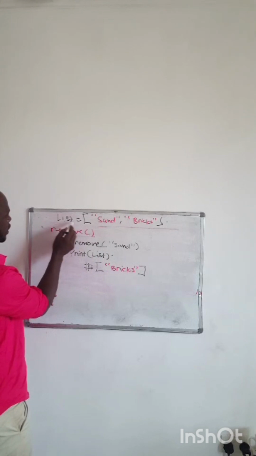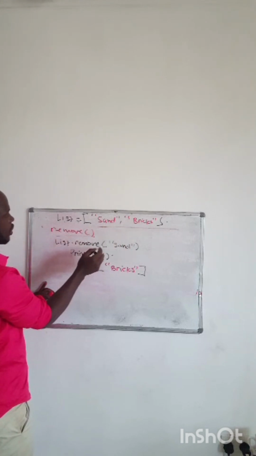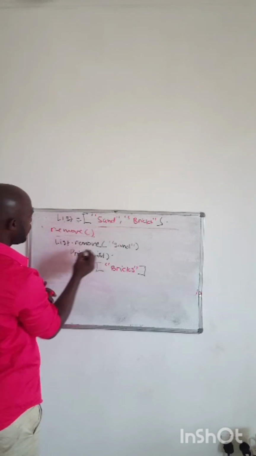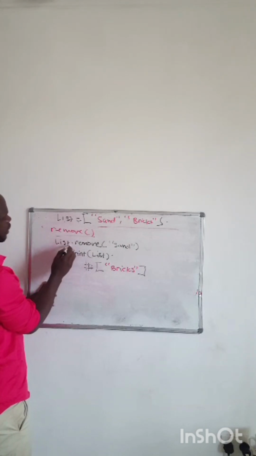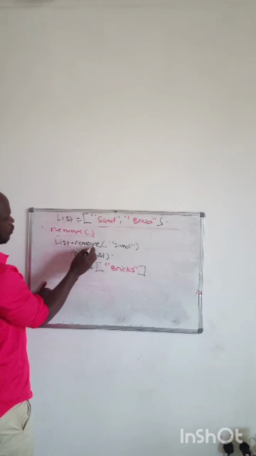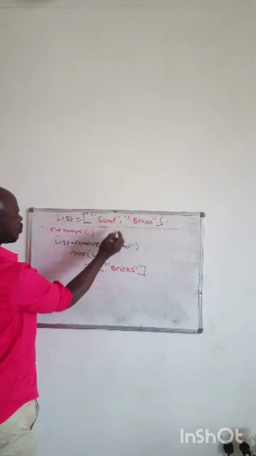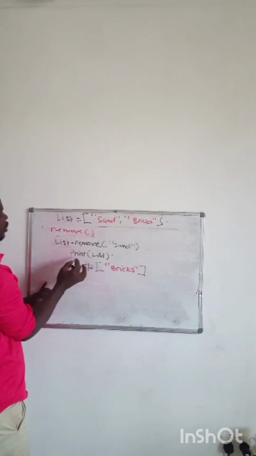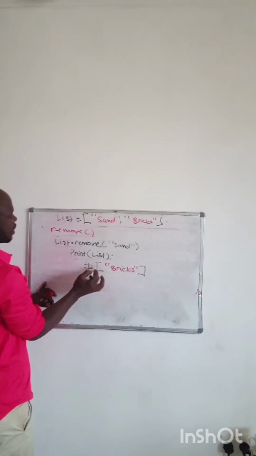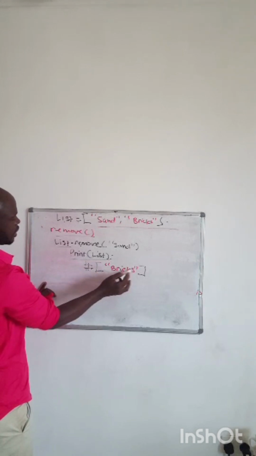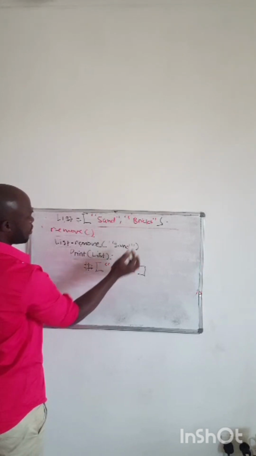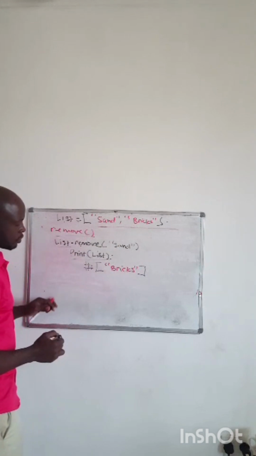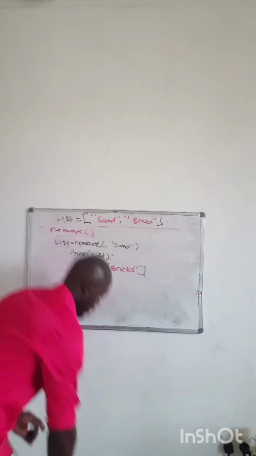This is our list is equal to this. So if you want to remove a specified item, you will come and put the name of the list, and then you're going to say list dot remove, and you specify the item that you want to remove from the list. And so if you print the list, this is the new list that is going to be printed. It is going to be a list that is containing only bricks, because sand has been removed.